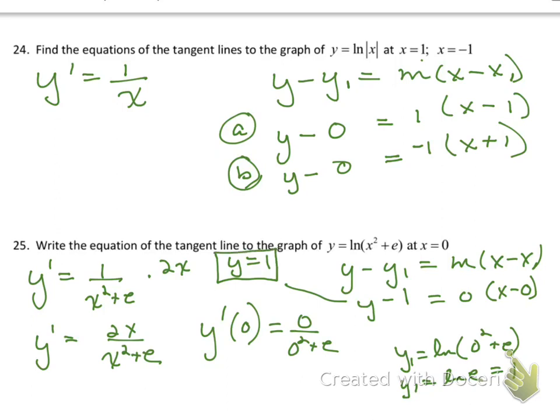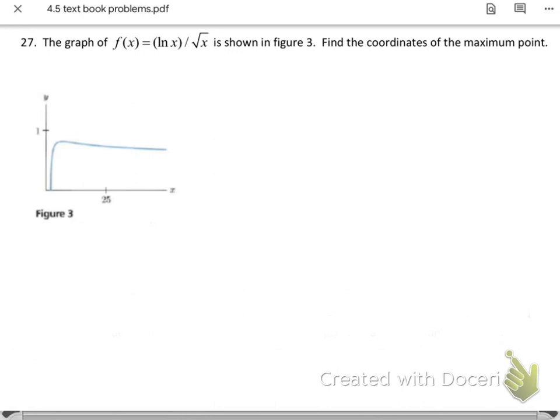Okay, so that's 25. So let's go on. We're going to go to 27. Okay, 27 shows us a graph, and it's the graph of ln x over radical x, and they want us to find the coordinates of the maximum point. So we're basically trying to find that point right there. Okay, so we're going to do that. So coordinates, I need the x and the y. I don't need to test it necessarily. They already told me it's the maximum point. If I only get one critical value, I'm done.